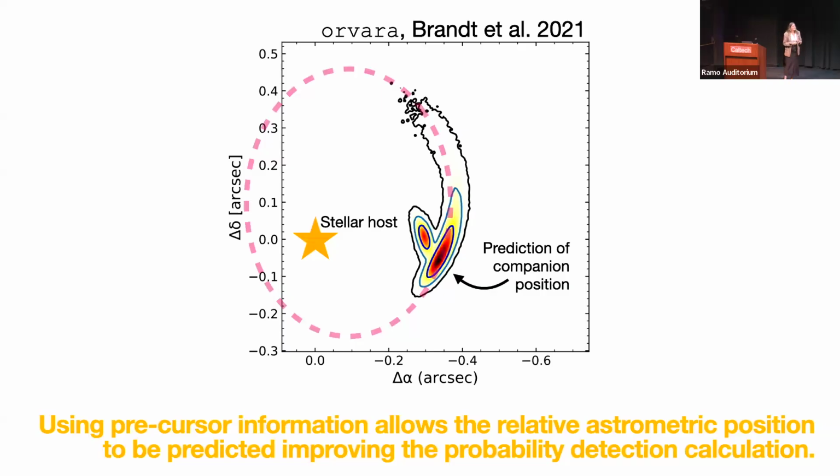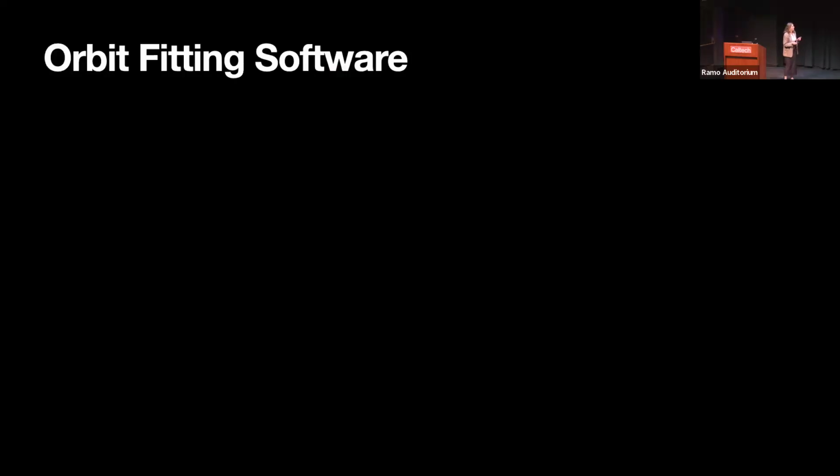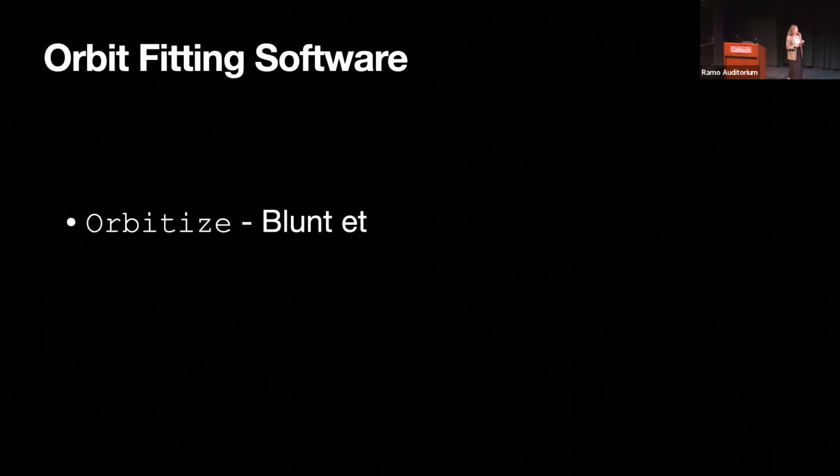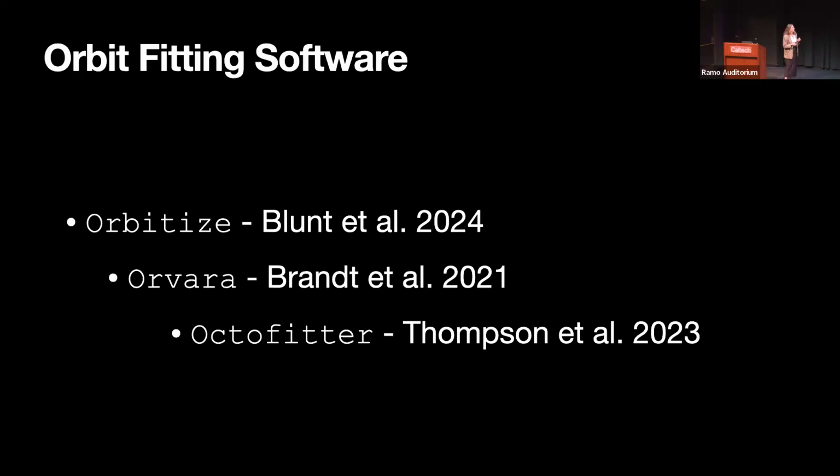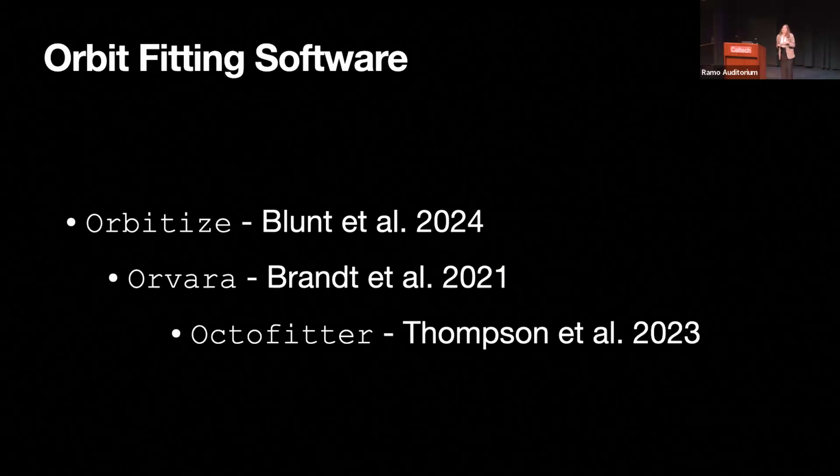So I keep mentioning mass, and I think that's a really important parameter. And the way that you might do some of the orbit fitting here, and I'll emphasize that this is a non-exhaustive list, but I've been showing some orbit fits from orvara, which is spearheaded by Tim Brandt, but here are a couple of other open source orbit fitting software that you might want to play around with and try. Octofitter is written in Julia, but don't let that scare you. It's very efficient orbit fitting code.